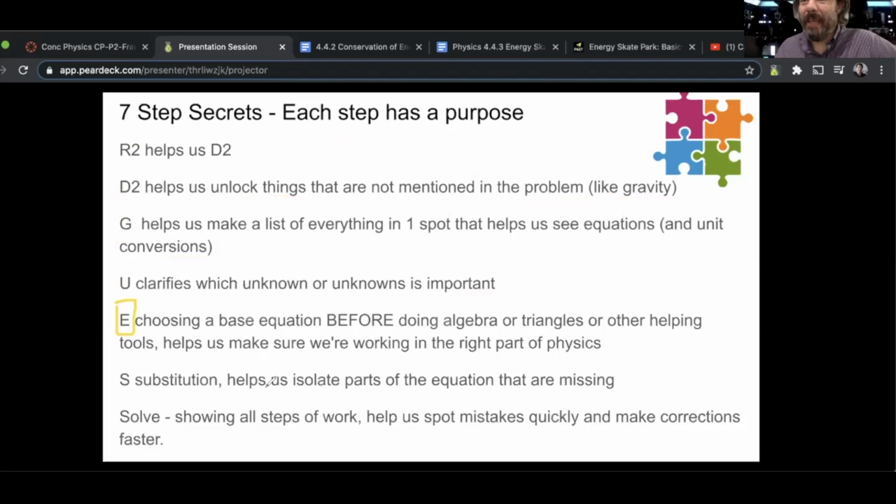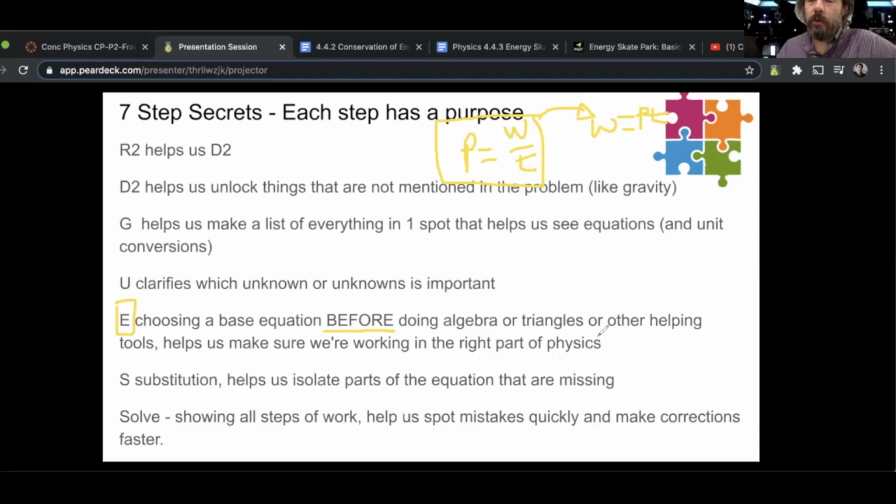You should choose the base equation before you do any algebra, do any triangles, or use any other helping methods, and you should write that equation down. So if you're doing a 7-step problem, and this is the equation, well, then that's the equation you should write. Now, some of you were writing the derivative equation of that to solve for a problem, but I don't know how you got to that. And so it makes me wonder if you know what you're doing. Okay, so you have to write the base equation before you do any algebra to the equation.